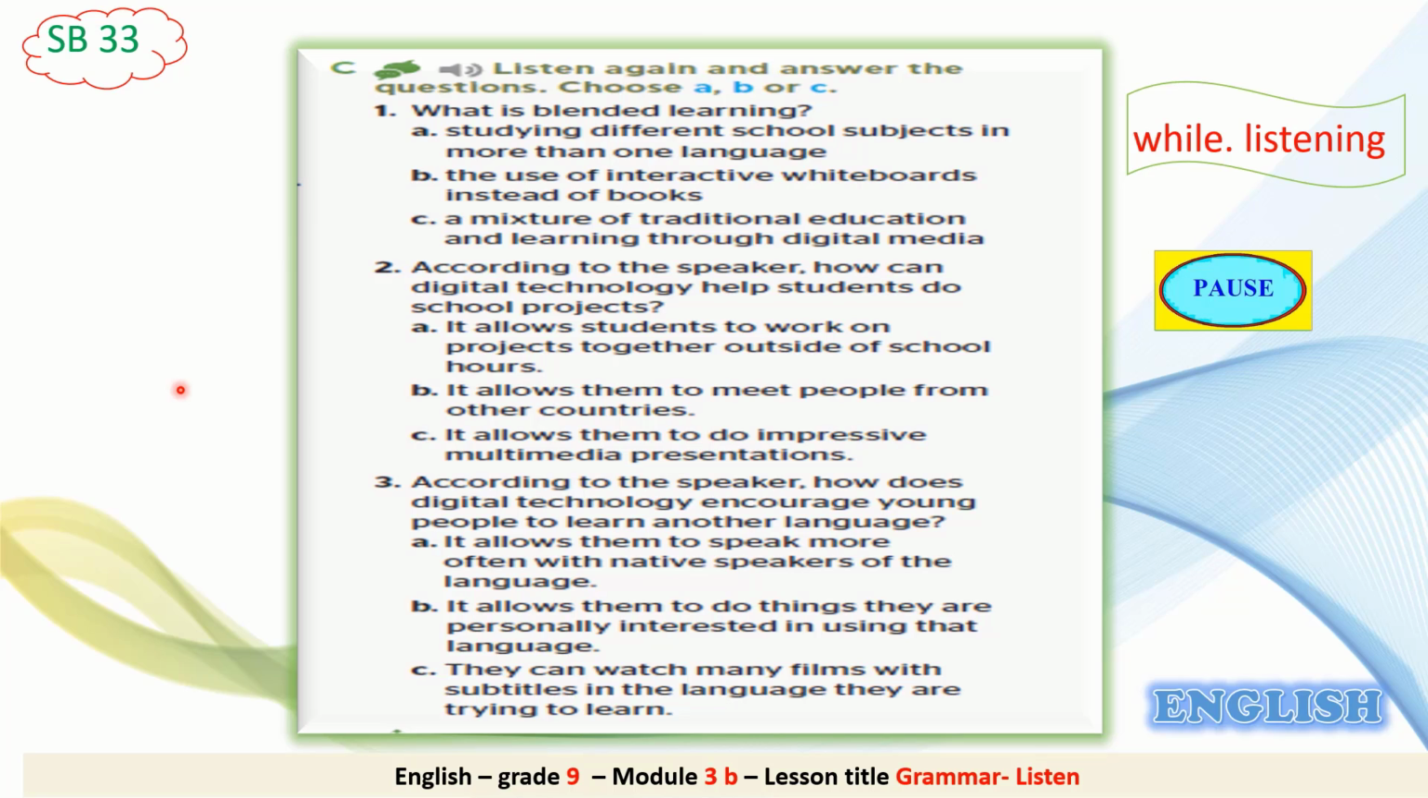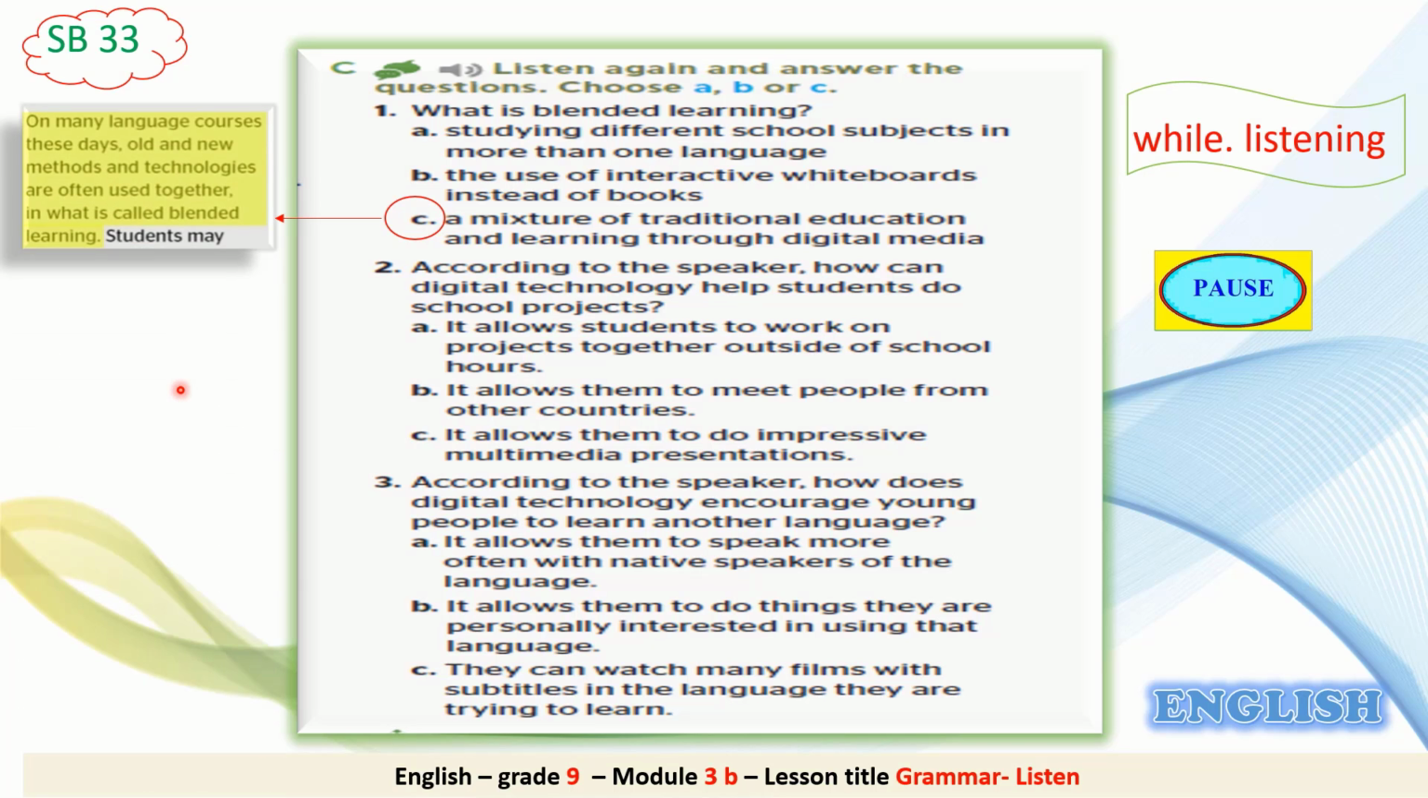Okay, now number 1. What do you think number 1 is? What is blended learning? Excellent. It's C. A mixture of traditional education and learning through digital media. And this is the sentence which refers to that. Now, number 2, according to the speaker, how can digital technology help students do school projects? What do you think? Which is the correct answer? Very good. It's A. It allows students to work on projects together outside of school hours. And this is the sentence which refers to that.